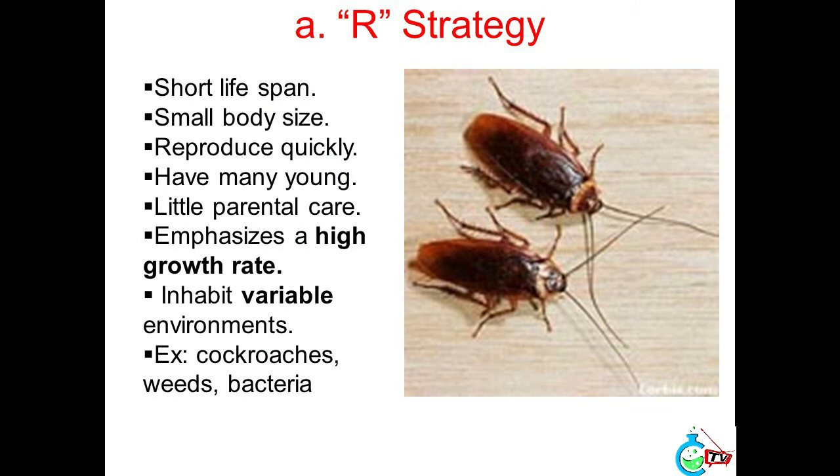A. R strategy. Short lifespan. Small body size. Reproduce quickly. Have many young. Little parental care. Emphasizes a high growth rate. Inhabit variable environments. Example: cockroaches, weeds, bacteria.